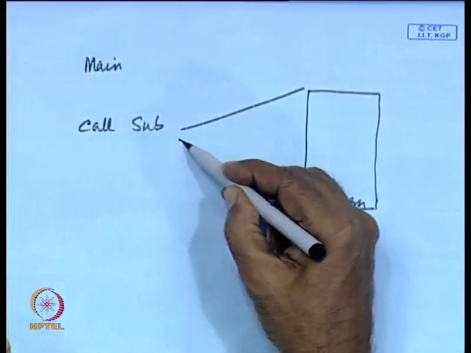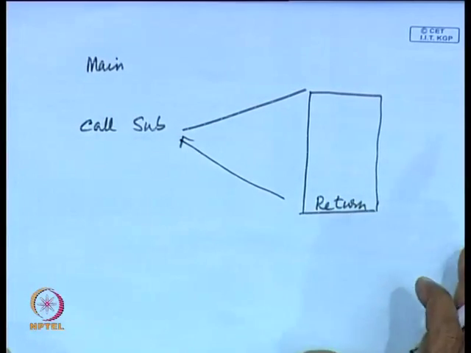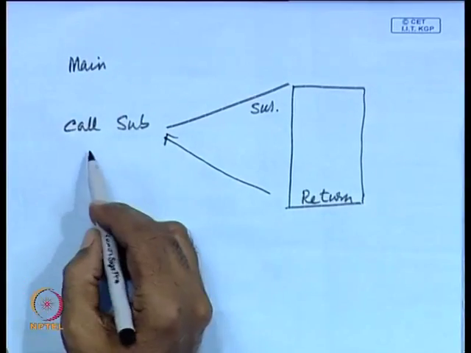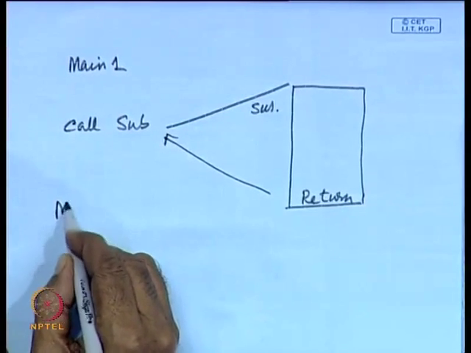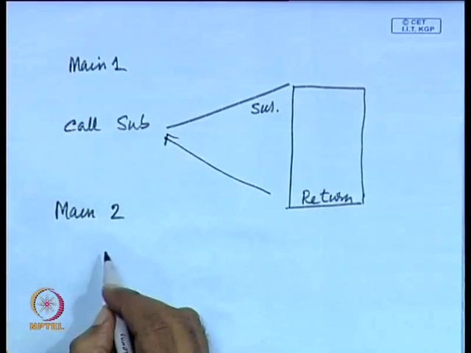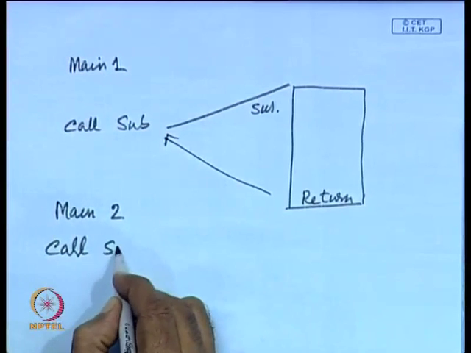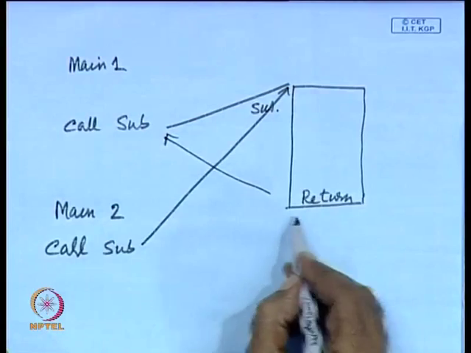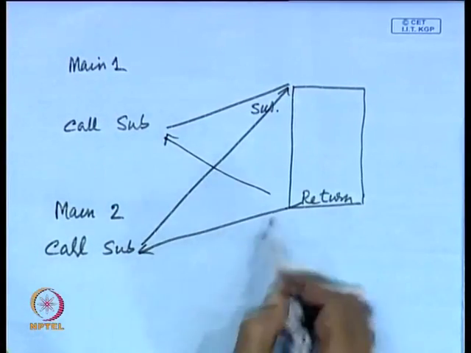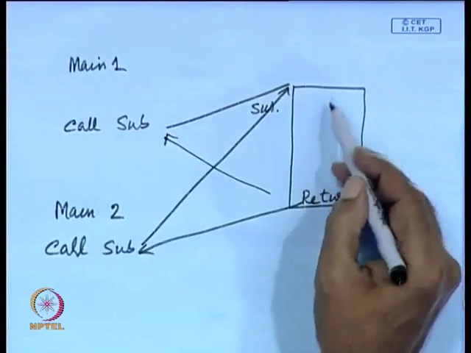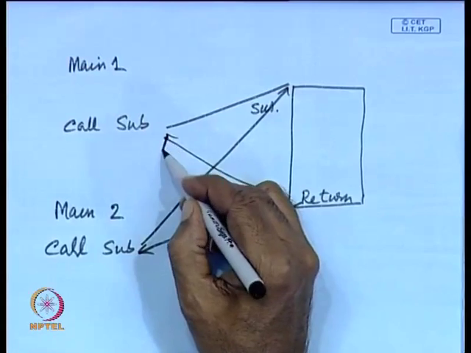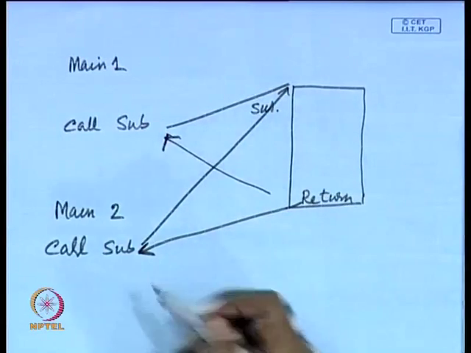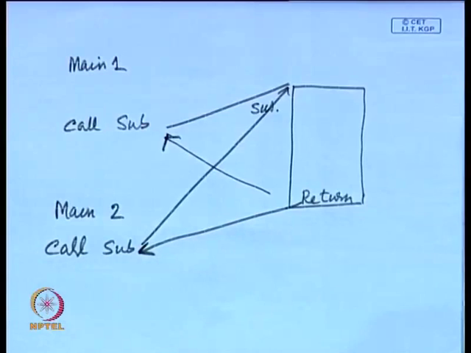So you will be returning to this point in this particular case, but this subroutine may be called not by one main program. This is one main program, and another program, say main 2, is again calling the same subroutine. So in this case it will go here, but you have to return not there but to this point. So for the same subroutine, the return has to go to different addresses if the subroutine is called by different main programs or from multiple places.